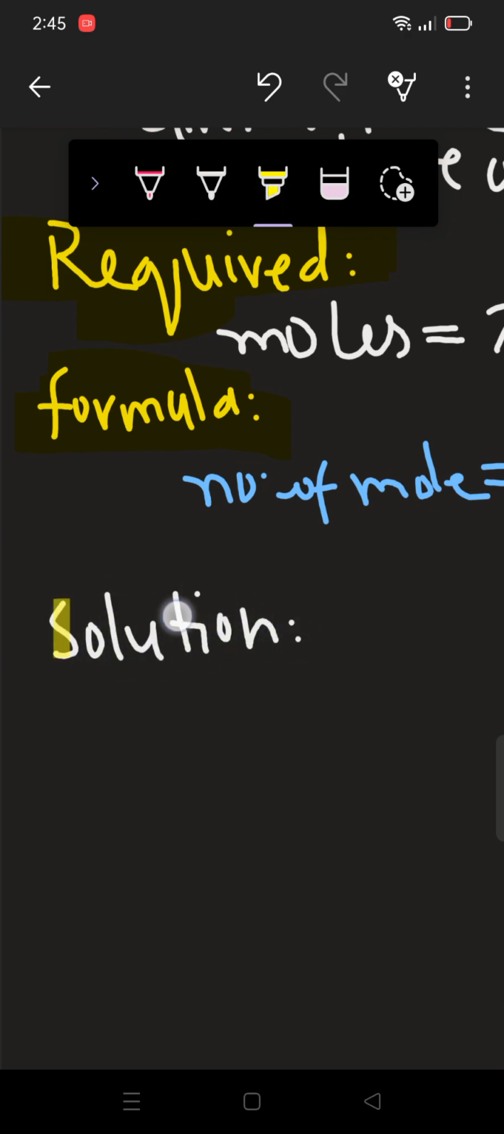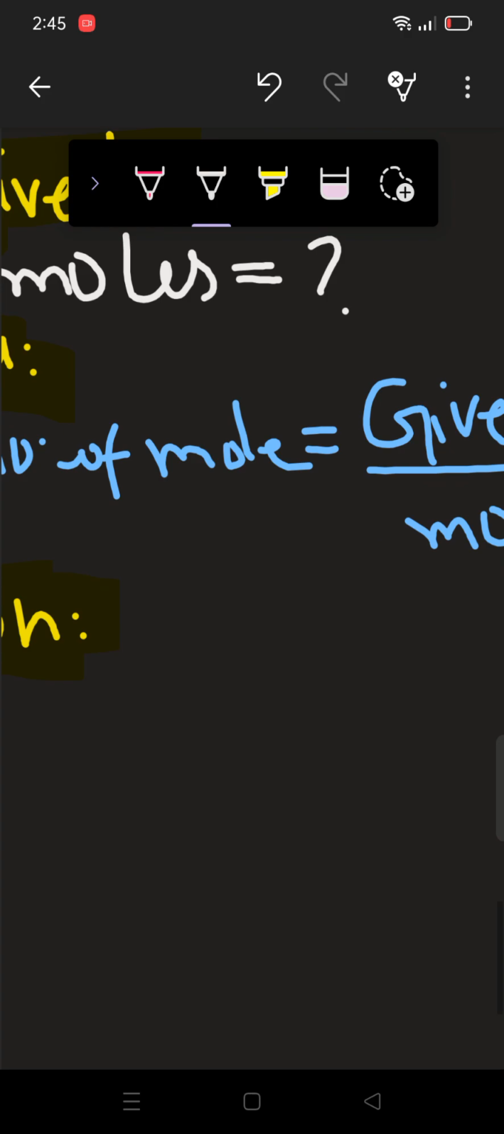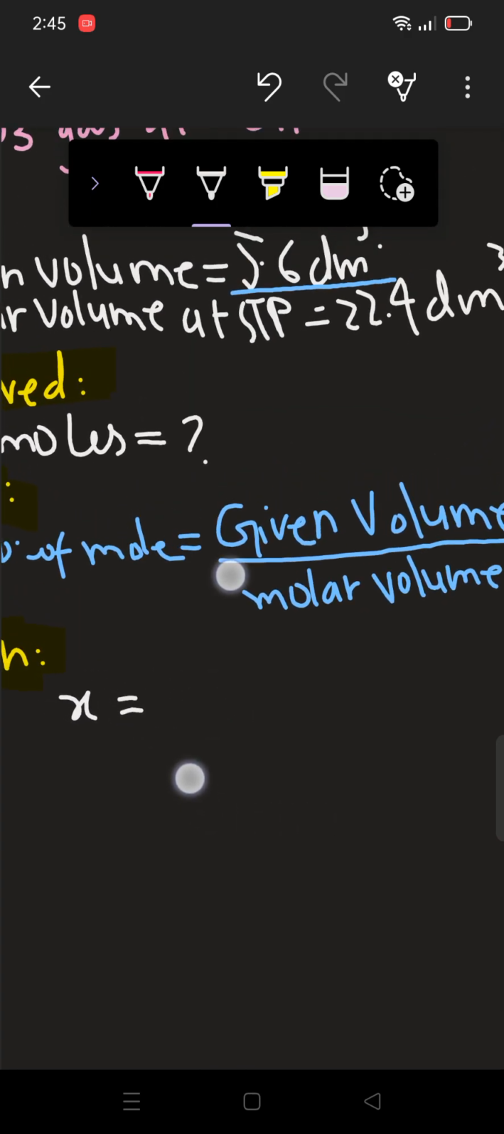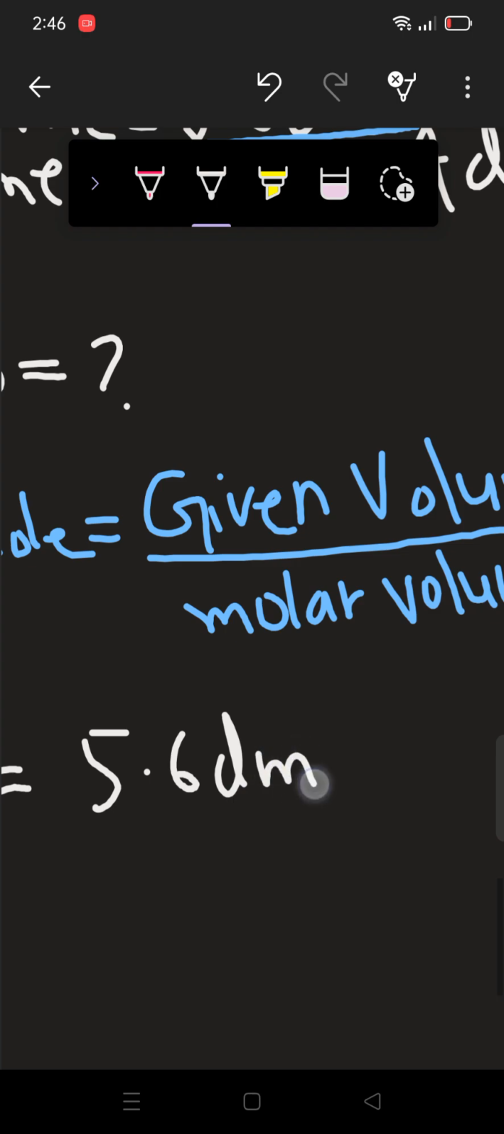We need to solve it, right? Now put the values in this formula. So let the number of moles be x, since we are finding it. The volume is already given in the question, that is 5.6 dm cube.